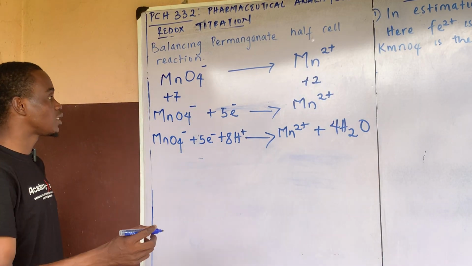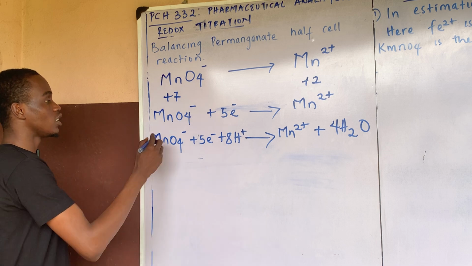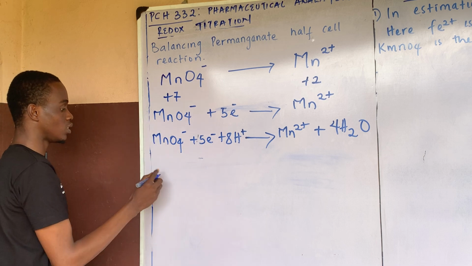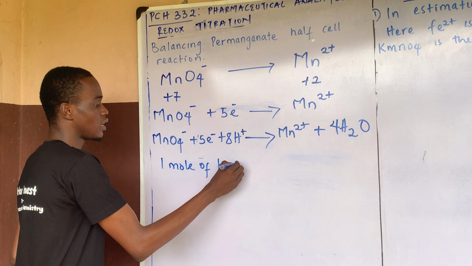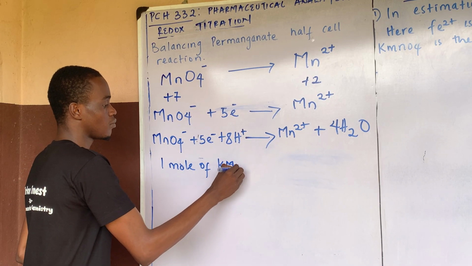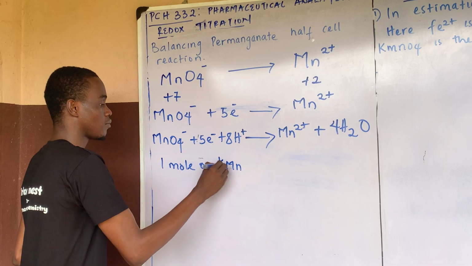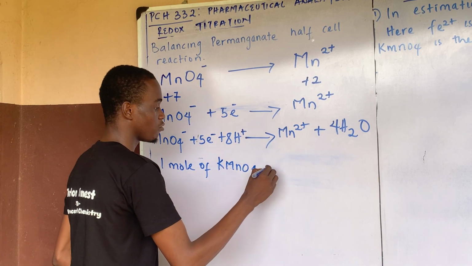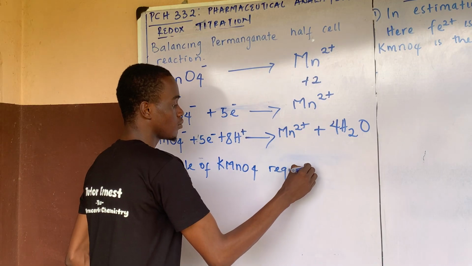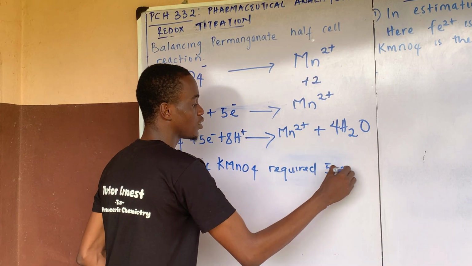But there's something I would like to point out. It's saying that 1 mole of KMnO4 required 5 electrons.